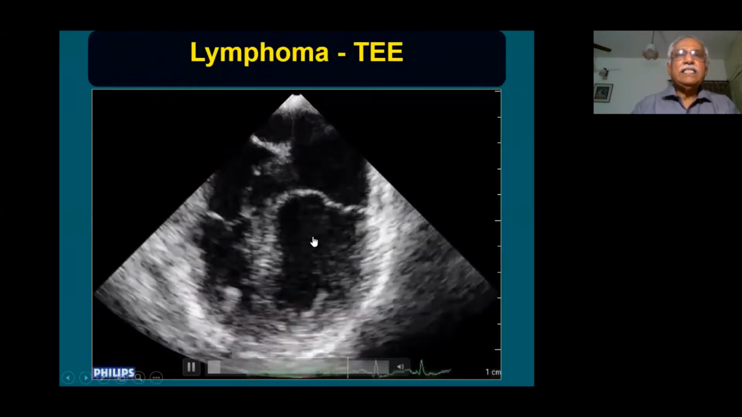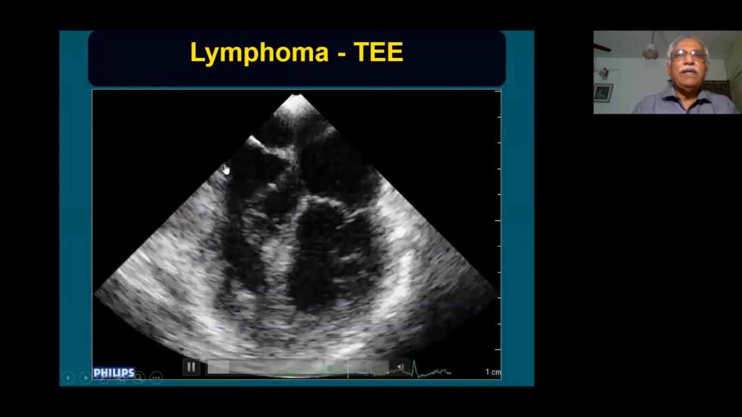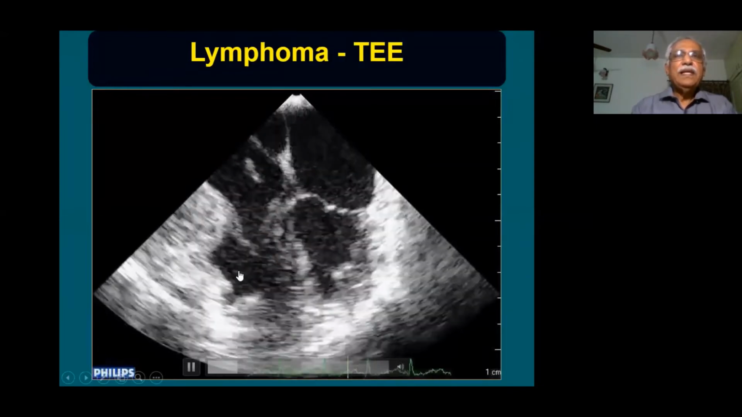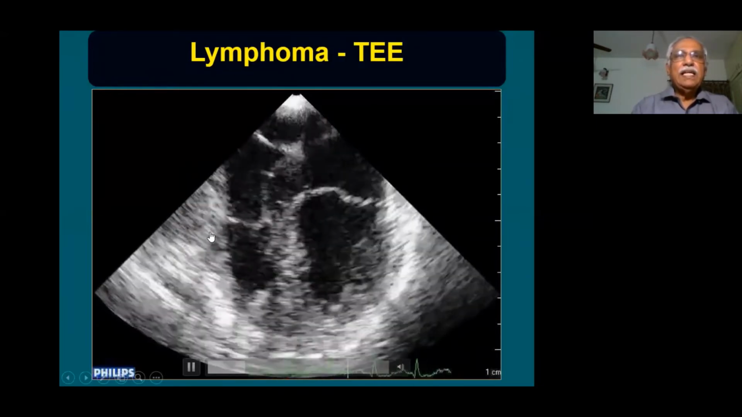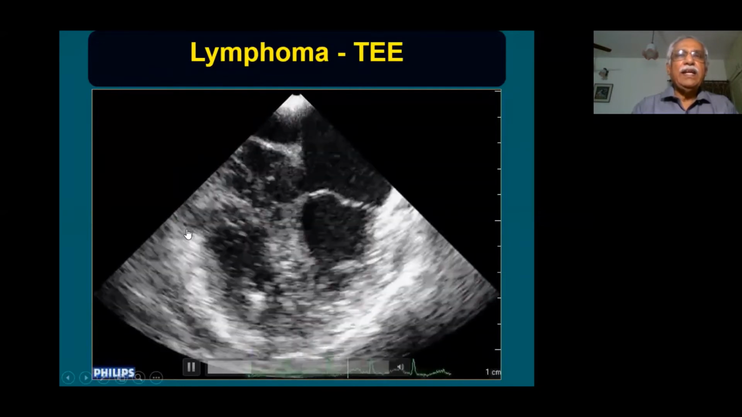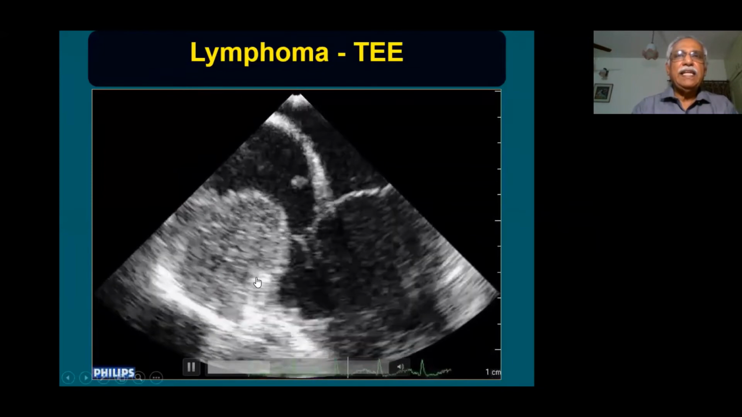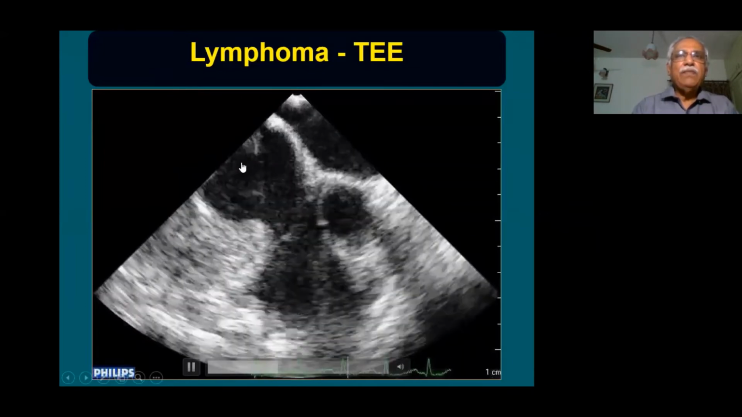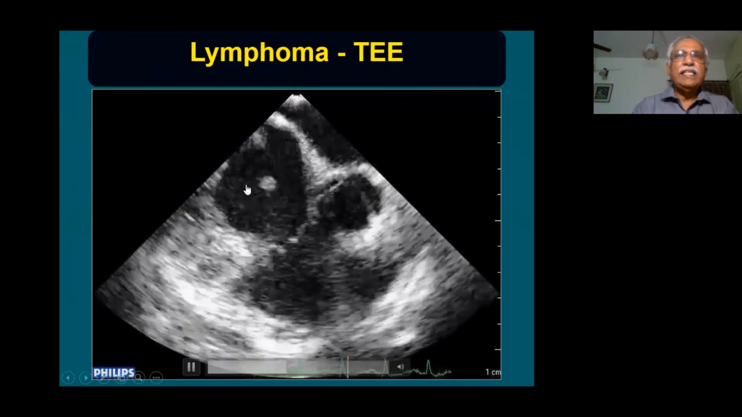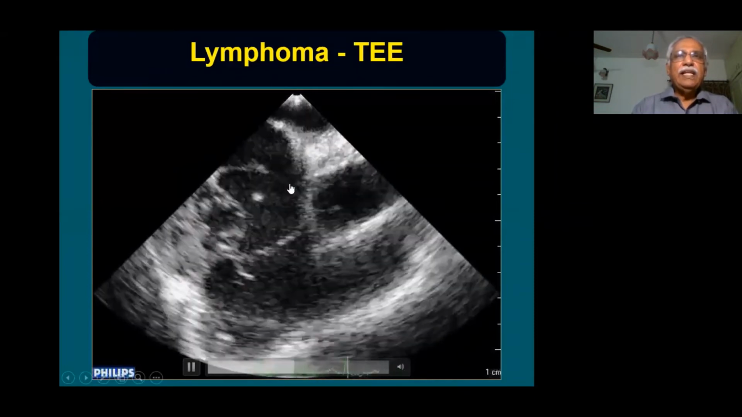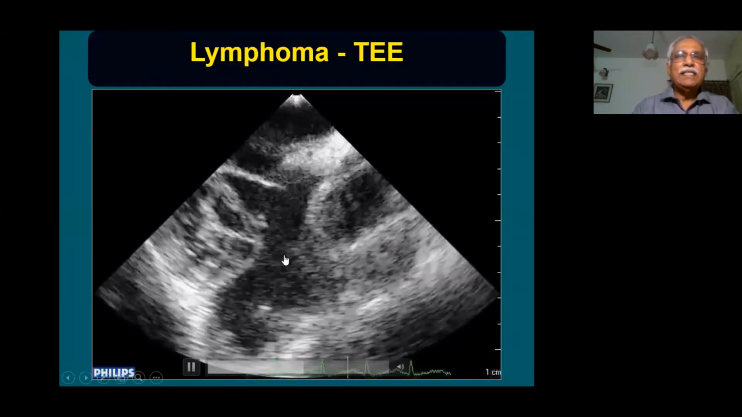This is again a transesophageal echocardiogram. This is the left atrium and this is the right atrium. And you can see a large mass inside the right atrium. There are small masses which are floating inside the right atrium. And again, you can see there are multiple masses.